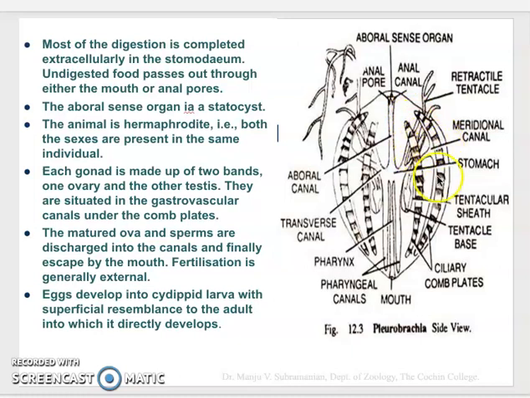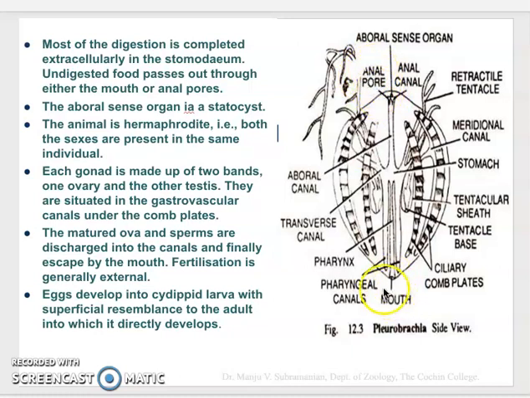The meridional canal is seen closely associated with the meridional plates or the comb plates, and most of the digestion is completed extracellularly, in the stomodeum, and undigested food passes out either through the mouth or the anal pores. So undigested food passes either by this anal pore region or by the mouth itself.